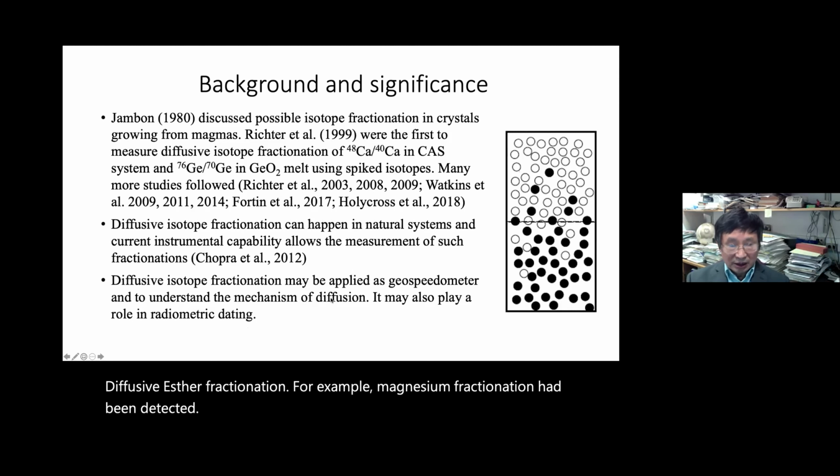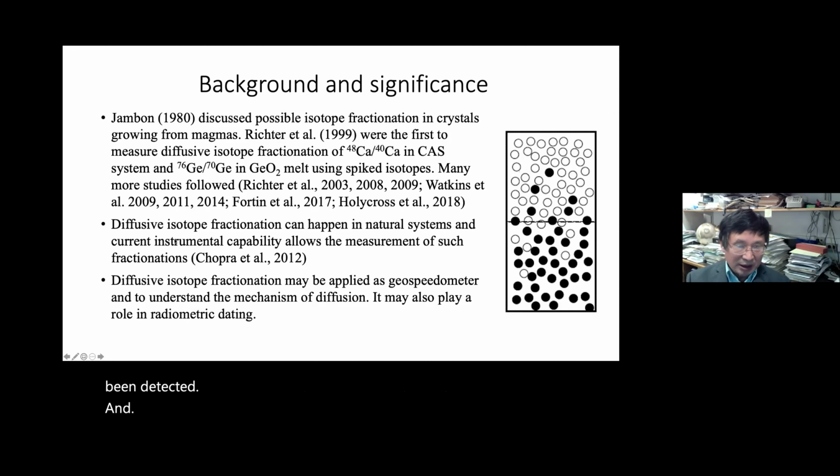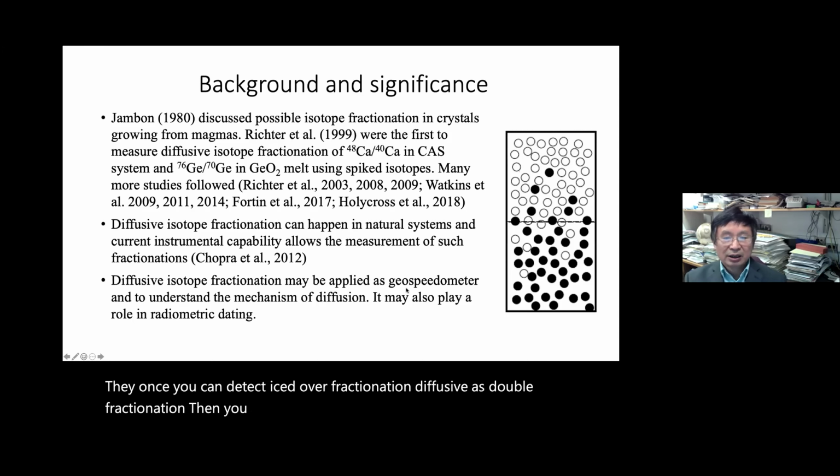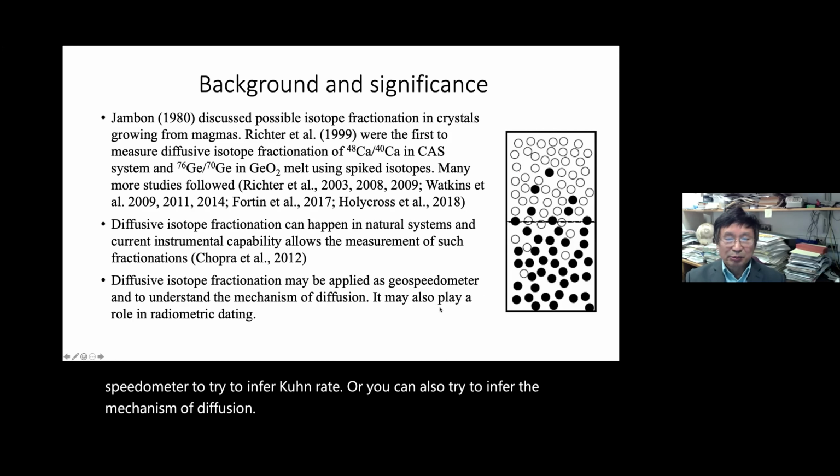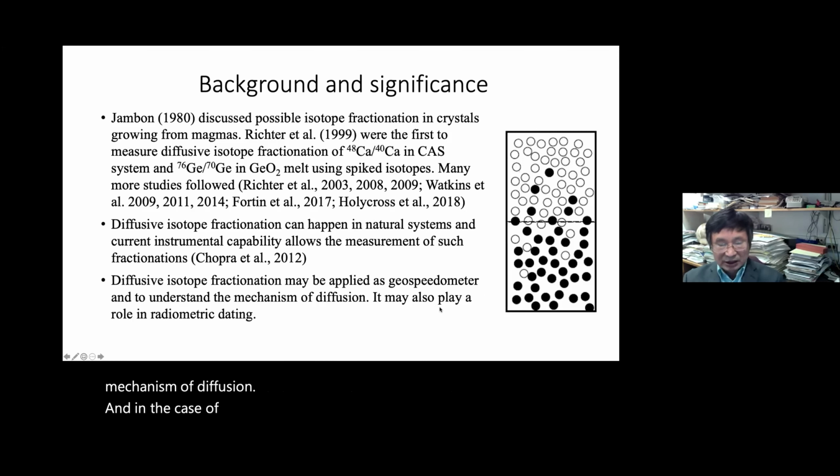And once you can detect diffusive isotope fractionation, then you can apply the data as a geospeedometer to try to infer the cooling rate, or you can also try to infer the mechanism of diffusion. And in the case of potassium isotope diffusion, it actually plays a role in radiometric dating.